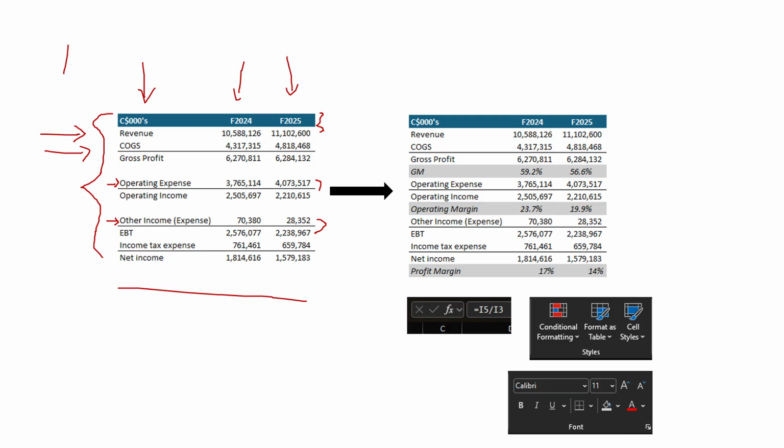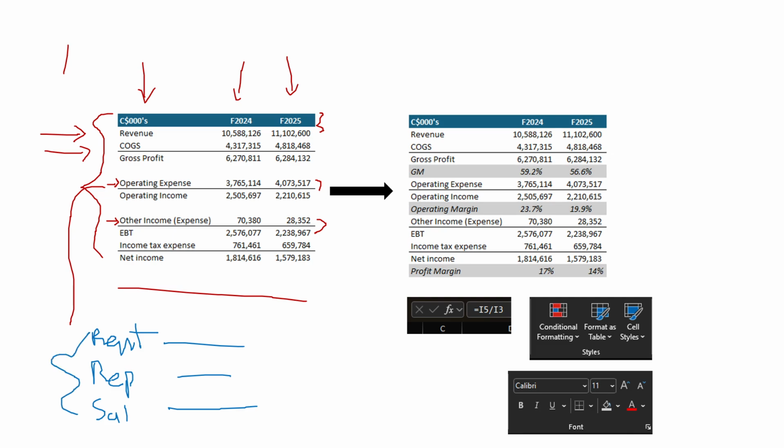But you know how back then we talked about how this operating expense actually splits off into many different line items. So this operating expense over here will actually split off into, let's say, rent. There could be repairs. And then there's salaries. So many different line items, all of them added together go into this operating expense item.